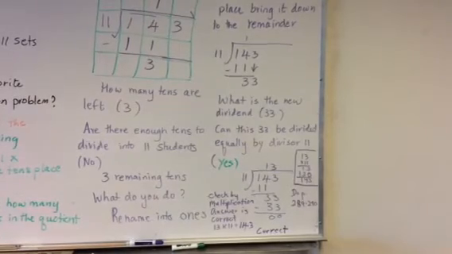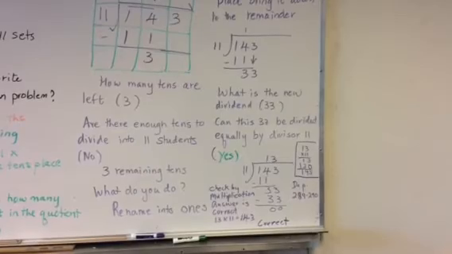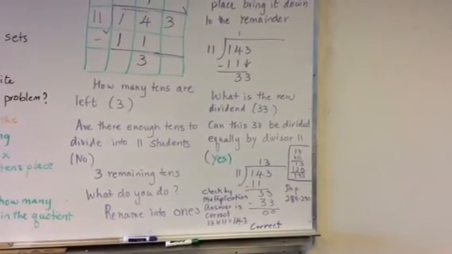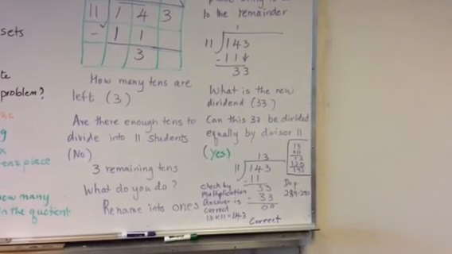If you want to check if your answer is right, multiply the divisor and the quotient. That is 11 times 13, or 13 times 11. You get 143. Your answer is right.